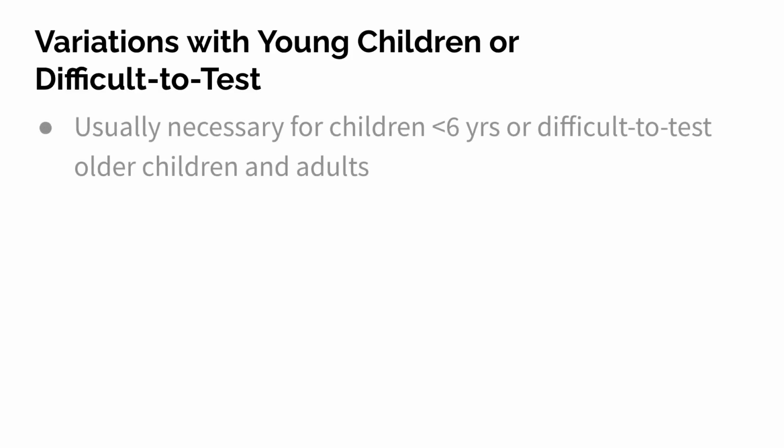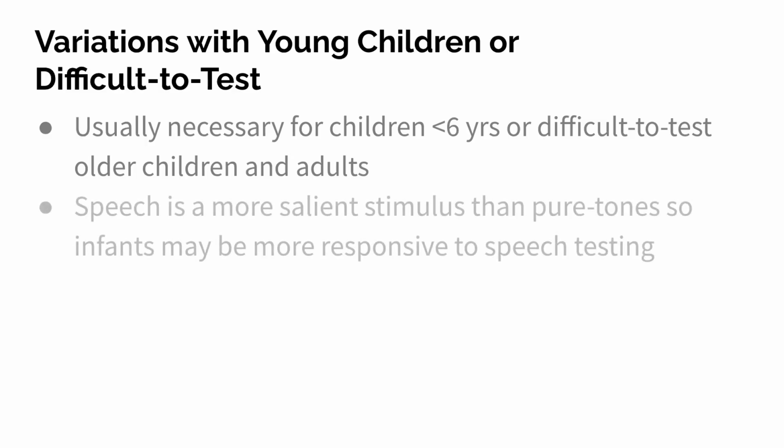Moving on to some variations we have for difficult-to-test children. This is usually necessary for children who are under 6 years old, or difficult-to-test older children and adults. Speech is a more salient stimulus than pure tones, so infants may be more responsive to speech testing. You don't have to use any particular list. For infants, you can use ba ba ba ba, ma ma ma ma. You can just use nonsense syllables.